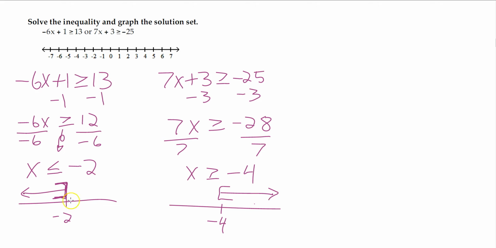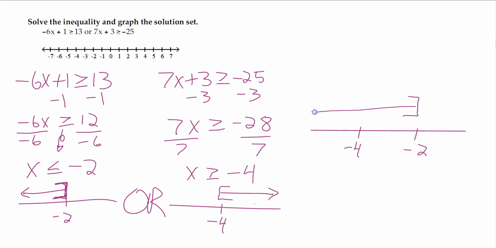Okay, so now, in combining these two with the keyword OR, we realize, here's negative 4, and here's negative 2, that we're taking all these values, or all of these values. And since the keyword is OR, you just have to be satisfying one inequality or the other inequality. It doesn't matter which one. And in fact, there are some numbers, like negative 3, that satisfy both inequalities.